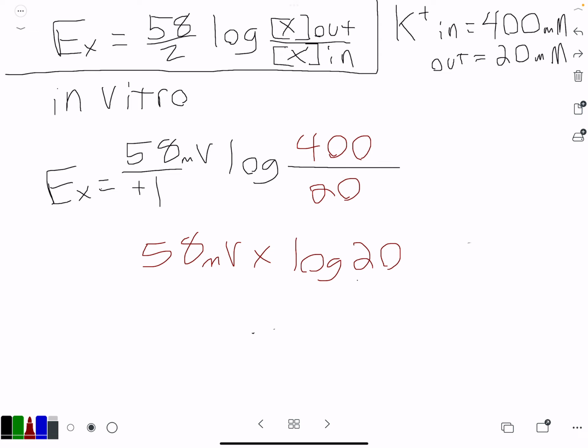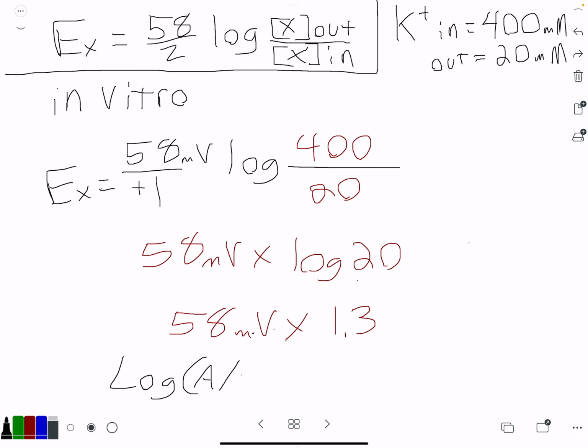Well, if you are comfortable with the pattern that comes along with log base 10, you would know right away based on what we did previously. But you can use your calculator, 20 log, and you find that we have an equation that says 58 millivolts times, it's not negative 1.3 now, but positive 1.3. And that's because for log base 10, we find that this is the relationship.